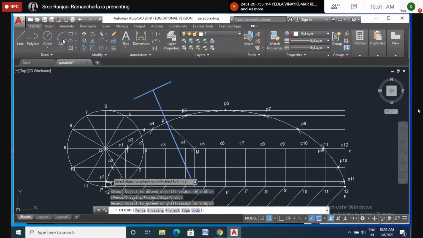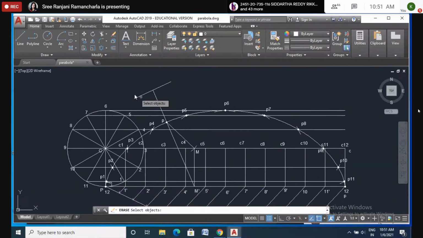And please extend this line. So what is this line now? What do you call this line? Normal. Yes, normal. Now we have to draw the tangent passing through this point. Okay. Now tangent.